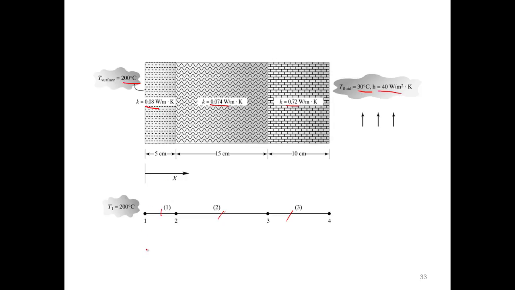So we could do this analysis. Basically, there's a fixed temperature of 200 degrees C here, and you could do a resistance here. They can actually act like little resistors, so you have a resistor for this material, and a little resistor for this material. And then we'd have another resistor for the convection that happens between node 4 and node 5. And at node 5, we have a fixed temperature of 30 degrees C.